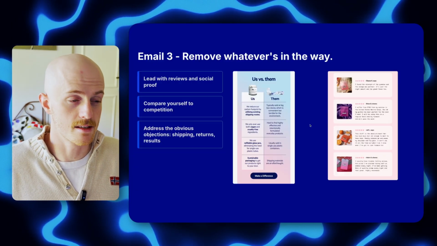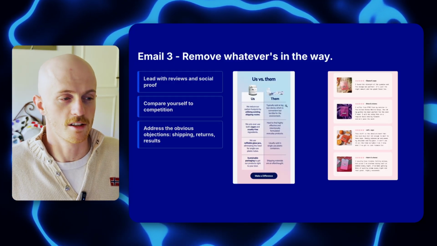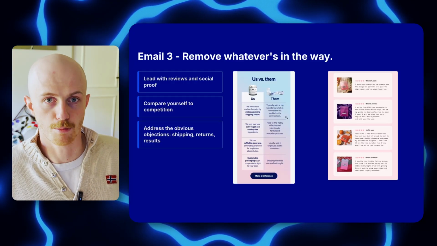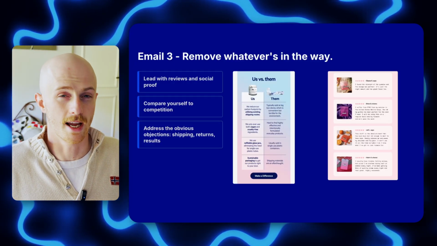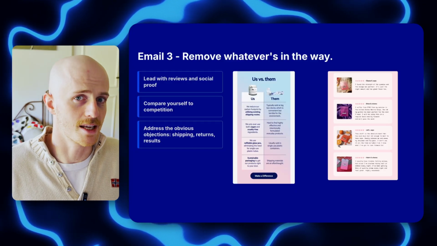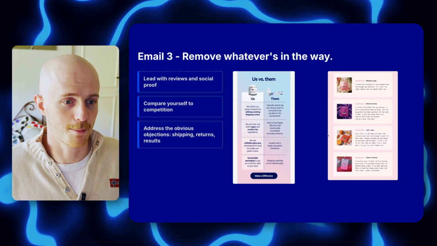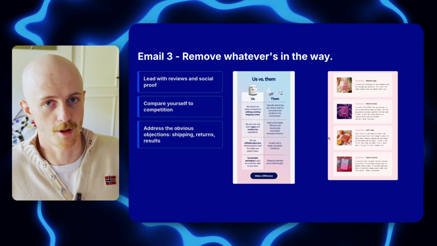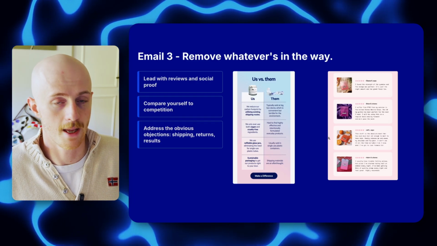So you can see here, these are the kind of sections you want to include. There's an us versus them table that compares this brand against other brands. It's also important to get a lot of social proof in this email, because 93% of people look at reviews before they make a purchase. So get those reviews in front of them. Don't make them go to your product page to look at reviews. Get them in the email.